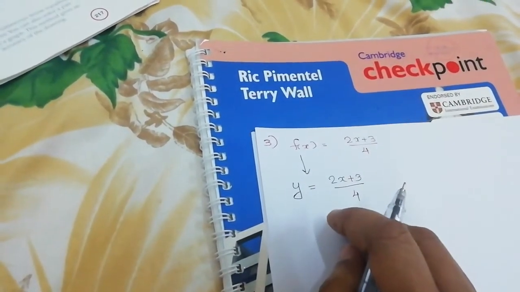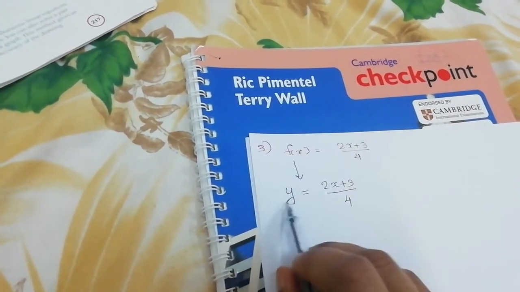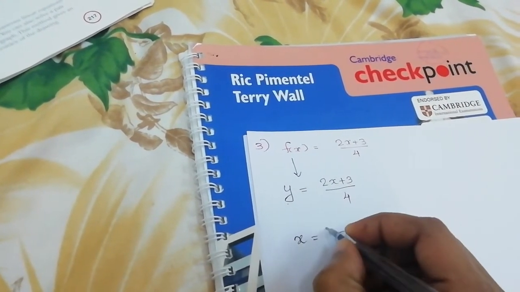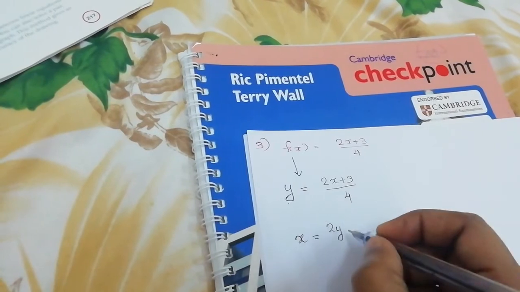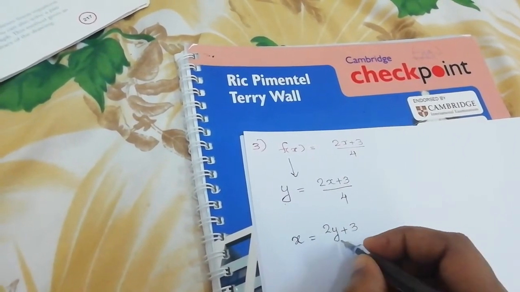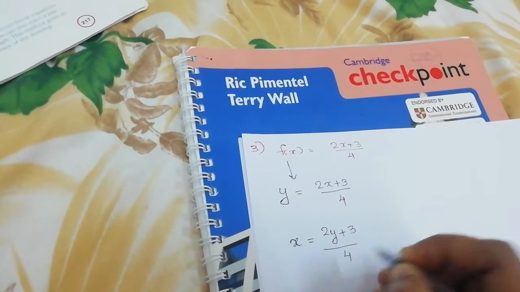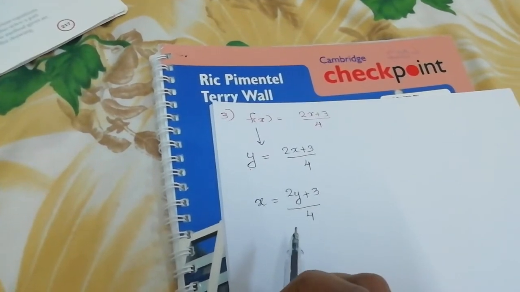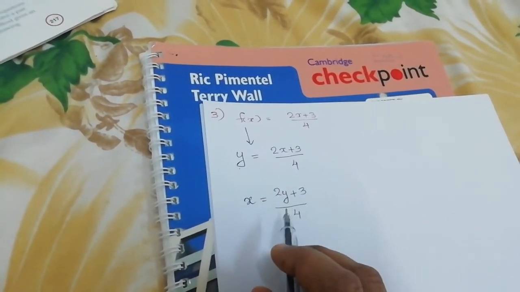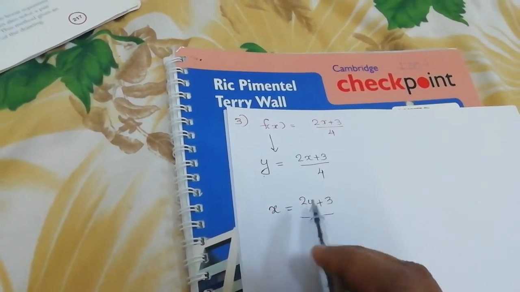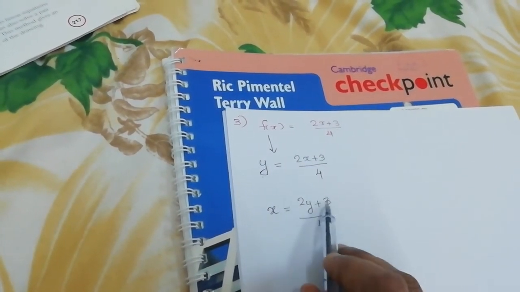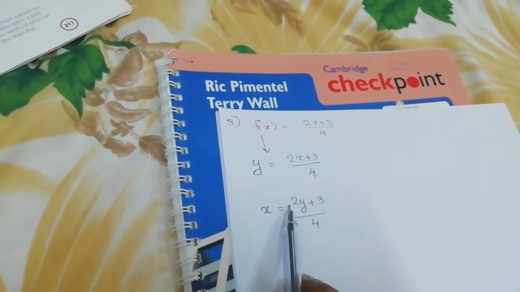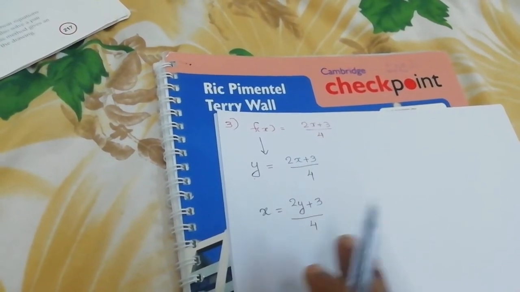Then what is the next step? Swap x and y. So just swapping y as x, and 2x will be 2y, and writing the other terms the same: x equals 2y plus 3 over 4. And what is the next step? Rearrange your equation to make y the subject. So you have to get y alone by moving all other terms or numbers from this place. So I have 2, 3 and 4. So which number can I move first?